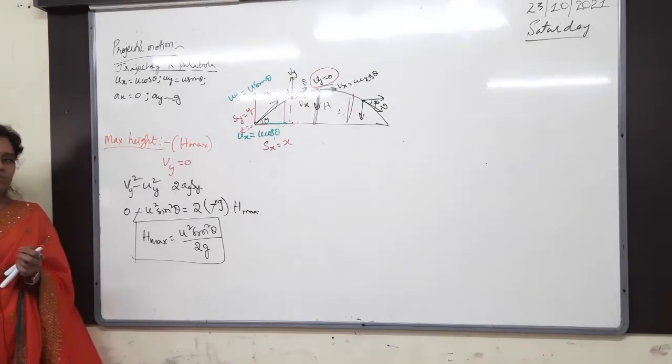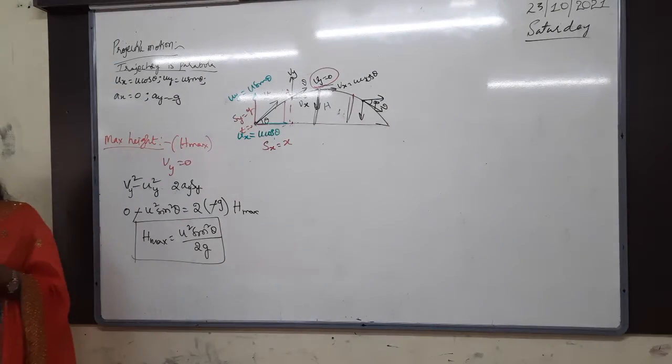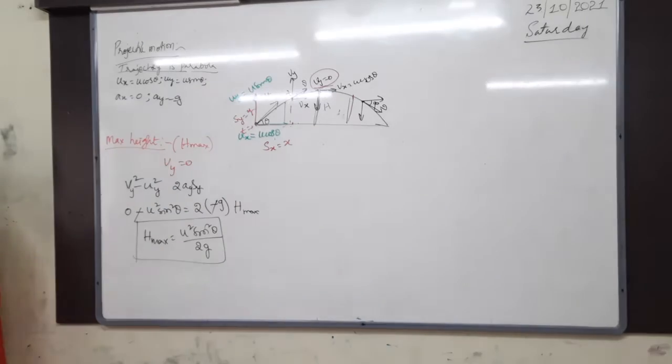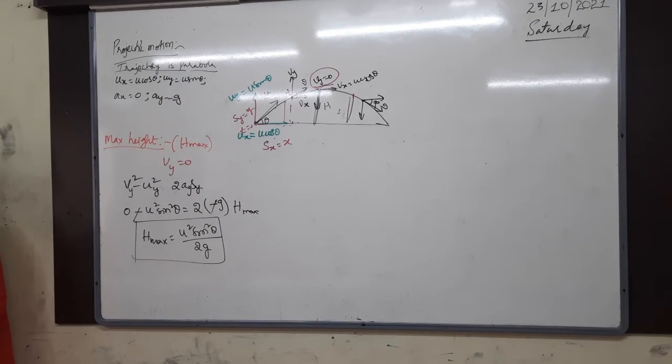When will the h maximum be maximum? At what angle? At theta equal to 90. Of course, sin 90 becomes how much? 1. Sin 90 is 1.